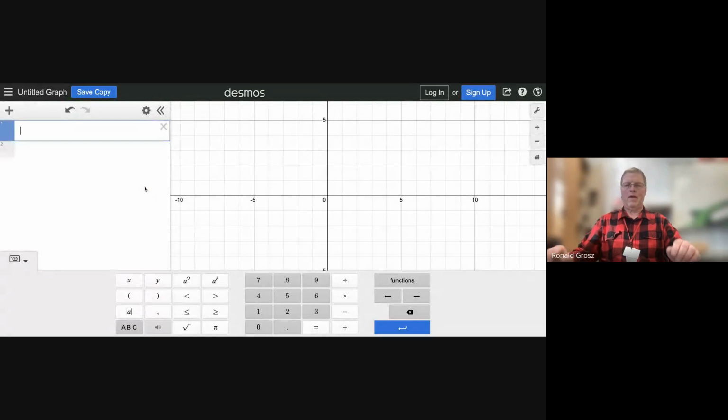I want to go ahead and go over Desmos a little more. I'm going to talk about how to solve a system of equations using Desmos. The beauty of this is you can put in any equation, even if it's not solved for y, and solve the equation.